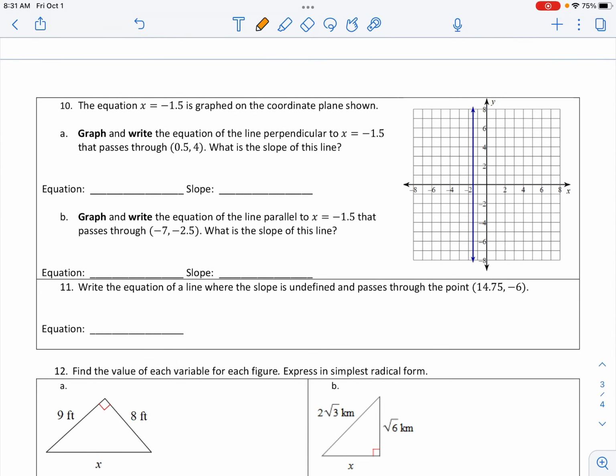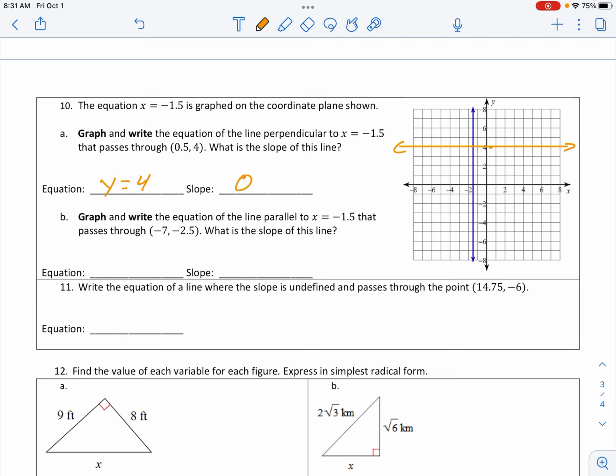Number 10, the equation x equals negative 1/2 is graphed. Graph and write the equation of the line perpendicular to that. So it needs to be horizontal. And that must go through (0.5, 4). So (0.5, 4) is right there. Must go through that, be perpendicular to the original. The equation for that line is, because it's horizontal, y equals 4.